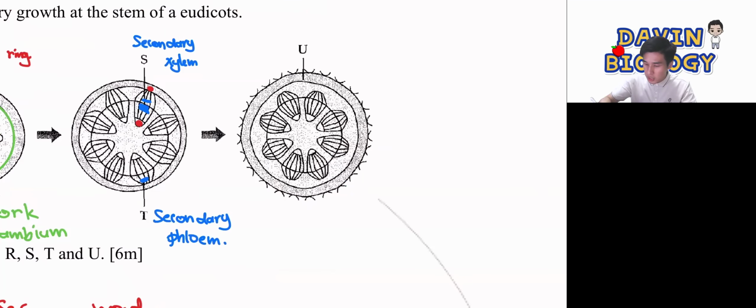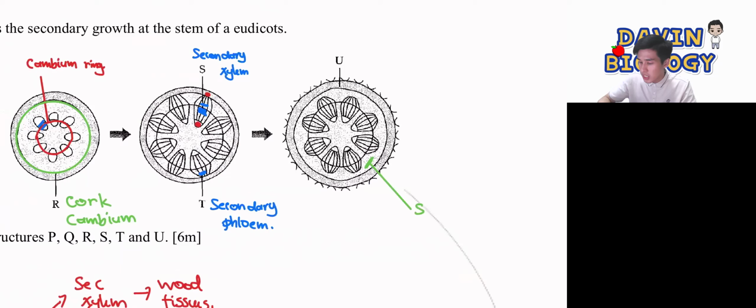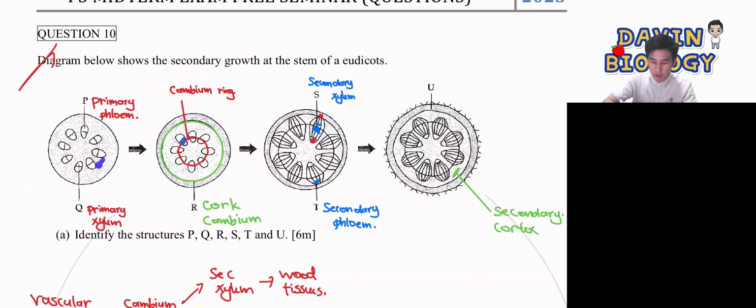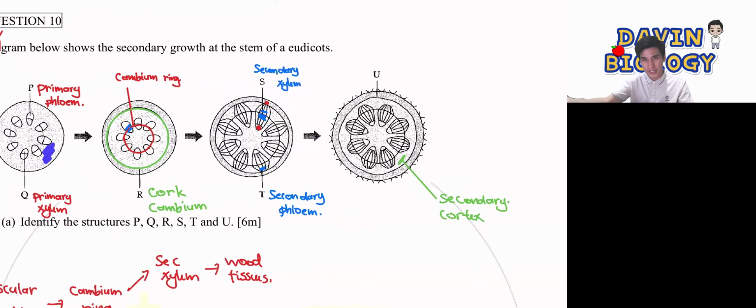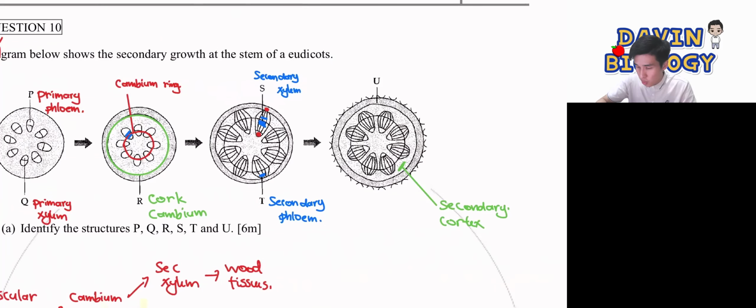When you mitosis inwards, there will be new tissue over here inside, which they didn't label, so I'll label for you here. This is called the secondary cortex. Cortex means like the flesh of the stem. Initially here is the cortex, so I form a new layer of cortex. And the outer layer that they form, which I think they're asking you to label here, U, this is called the cork.